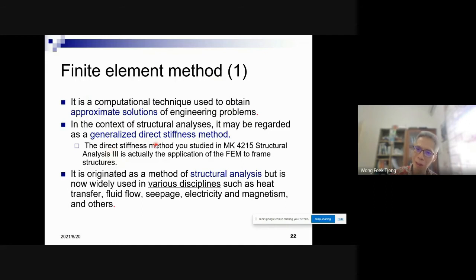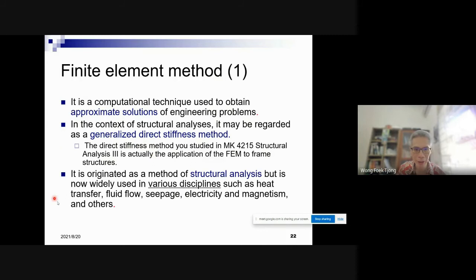Okay. So for structural analysis, the finite element method can be regarded as a generalized direct method. The direct method is normally also a finite element method, but applied to frame elements, frame structures. So for those who are familiar with this method, I think you will realize that the finite element method can be regarded as a generalization of this method.